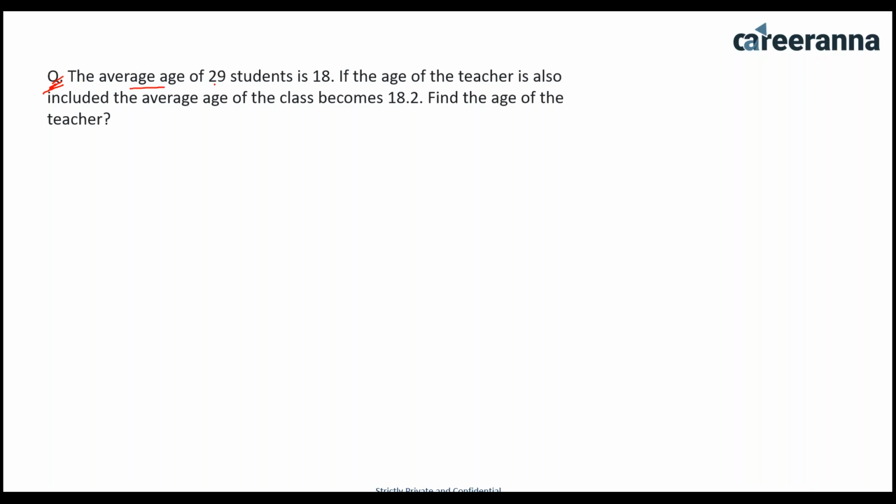The average age of 29 students is 18. If the age of the teacher is also included, the average age of the class becomes 18.2. Find the age of the teacher. Very easy question. Guys, start solving these questions without pen and paper. You can do it. You just have to be with me. You just have to develop a thought process, and then you can do it.